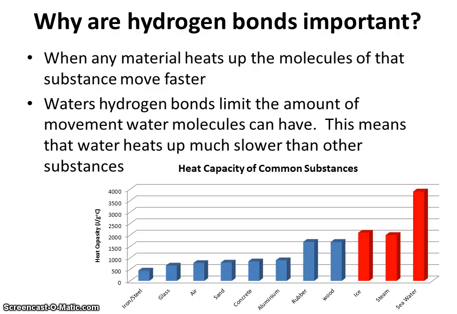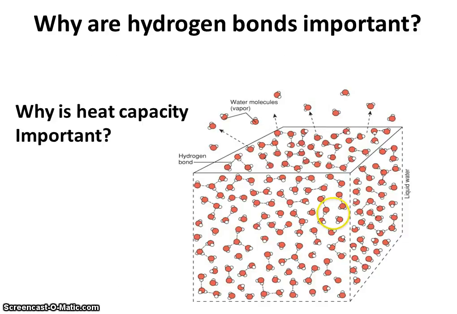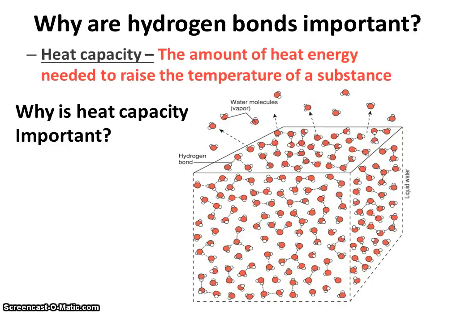The thing with water is that, like I said, water can hydrogen bond. And those hydrogen bonds stop water from moving around as much as a lot of other substances that don't hydrogen bond. Things like wood or rubber or aluminum or concrete or sand or air or glass or steel. As a result, it takes a lot more energy to get water molecules moving than it does all these other substances. It would take a lot more energy to cause water molecules to heat up and move than it would these other substances. This idea that it takes more energy to heat up water, that's called heat capacity.